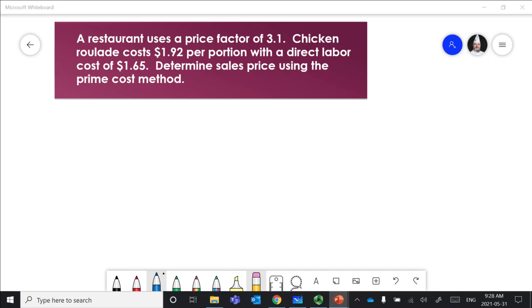So first we need to figure out what our prime cost is. And our prime cost is this $1.92 plus our $1.65, right? Which gives us a prime cost of $3.57. Now, they've determined that the price factor through trial and error is 3.1, so we take that 3.57 times 3.1, and we're going to get a selling price of $11.07. That's prime cost method, right?